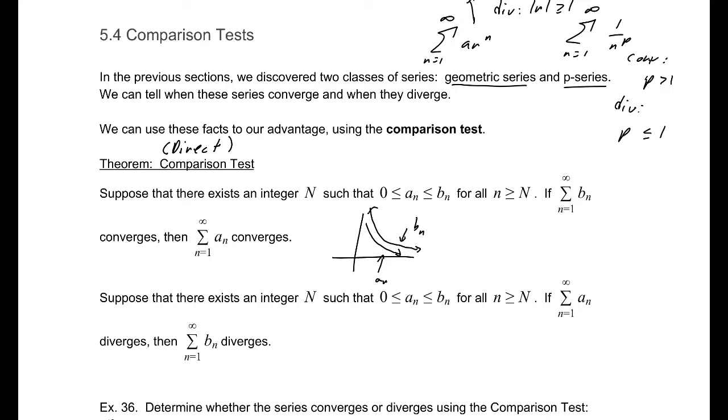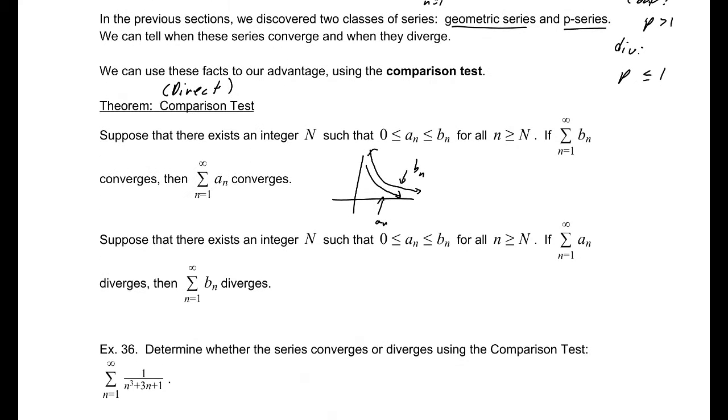If I know that a_n is less than or equal to b_n, and I know that b_n converges as a series here, then a_n also has to converge. It's being pushed down. Okay, and they're both greater than 0. That's worth noting. It's squeezed between 0 and b_n, so therefore it must converge.